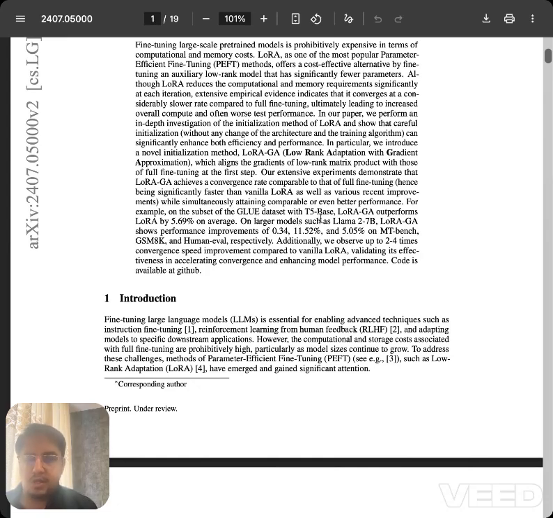If we look at the results, which is something they've discussed in the abstract here, they've tested this on a subset of the GLUE dataset with T5 base, and LoRA-GA outperforms LoRA by an average of 5.69, which is an amazing performance considering LoRA itself is a widely used method. So any improvement on LoRA, with making minimal changes to the underlying robust architecture that LoRA provides and has been trusted for so long, is a win in itself.